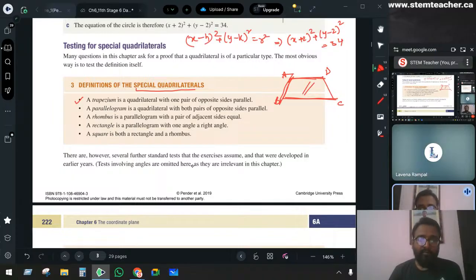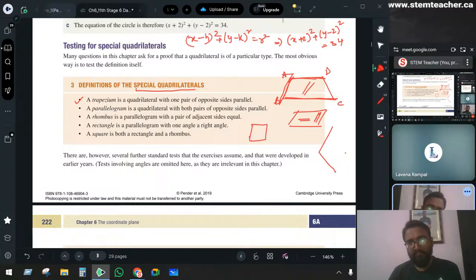So then we can call it a trapezium. And when both pairs are parallel, like this, it is a parallelogram. Opposite sides are parallel to each other. And a rhombus is a parallelogram with a pair of adjacent sides equal. Do you know this is a square? All sides are equal. In the rhombus, at least one pair of adjacent sides are equal.